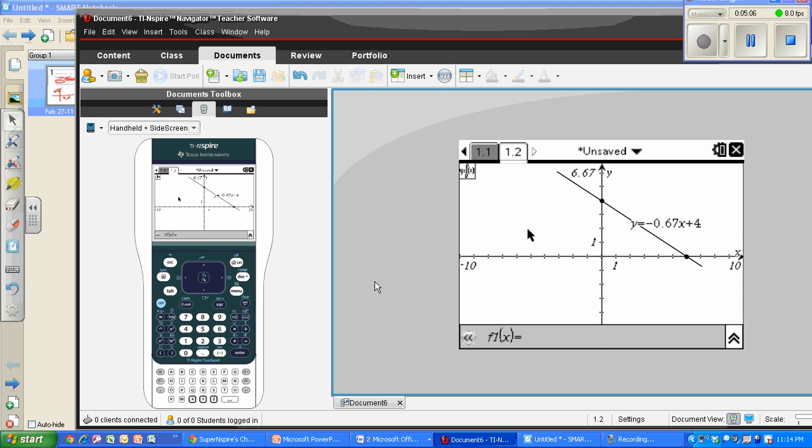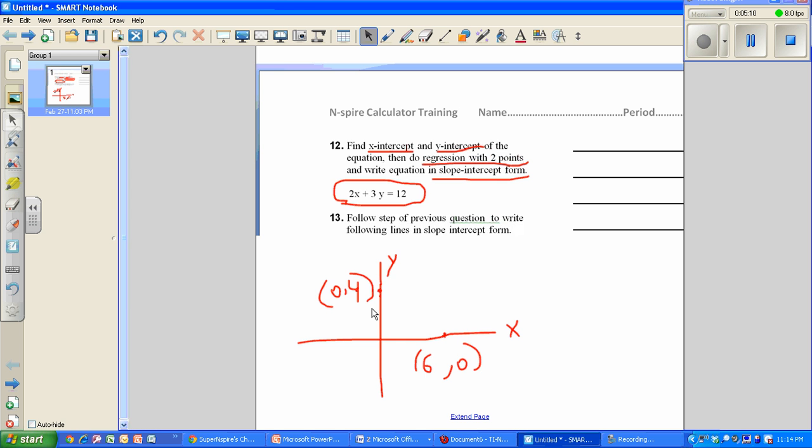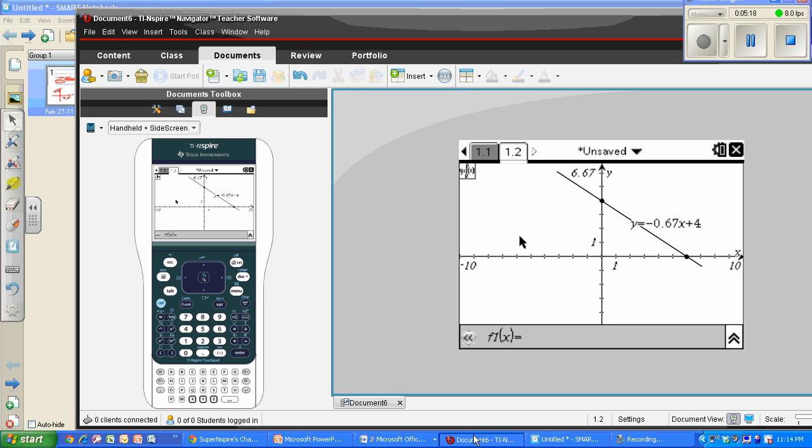So that was my video for using the x- and y-intercepts and changing the standard form to y equals mx plus b form. And the equation is, actually 0.67 means 2/3 of x, so negative 2/3 x plus 4. So that's my way to convert standard form to slope-intercept form.